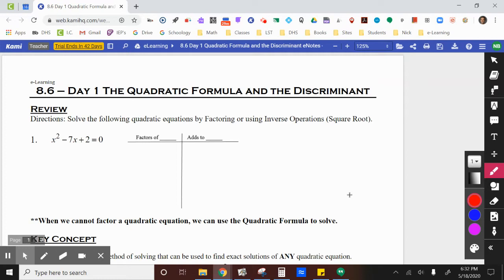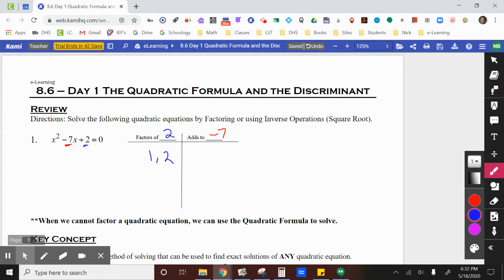All right, so let's start with a little review here. Directions say to solve the following quadratic equations by factoring or using inverse operations, the square roots. So let's see, we have x squared minus 7x plus 2 is equal to 0. Well, here's a little factoring chart. When we fill this out, we want to find factors of 2 that add to negative 7. My factors of 2 are just 1 times 2. Oh, but somehow I got to get the negative 7, huh? Well, that's not going to work.